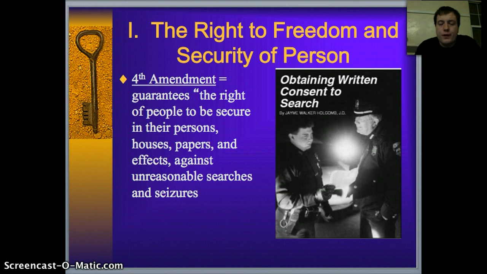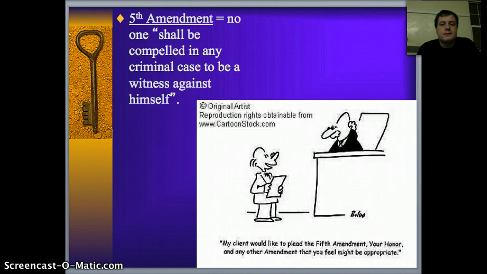The first one is the Fourth Amendment, which guarantees the right of people to be secure in their persons, houses, papers, and effects against unreasonable searches and seizures. That's the key phrase there. Unreasonable searches and seizures. Simply put, the government cannot seize anything from you without probable cause or really good reason, or other steps must first be obtained if they are to do that.